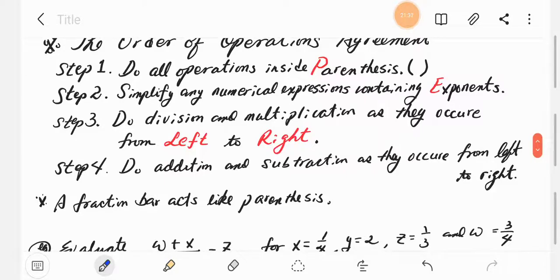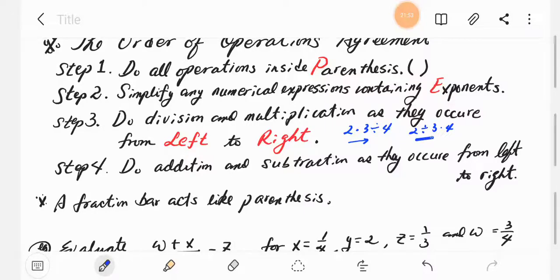So for example, let's say you have 2 times 3 divided by, let's say, 4. Then what we do is do from left to right. How about this? 2 divided by 3 multiplied by 4. Then what do we do?